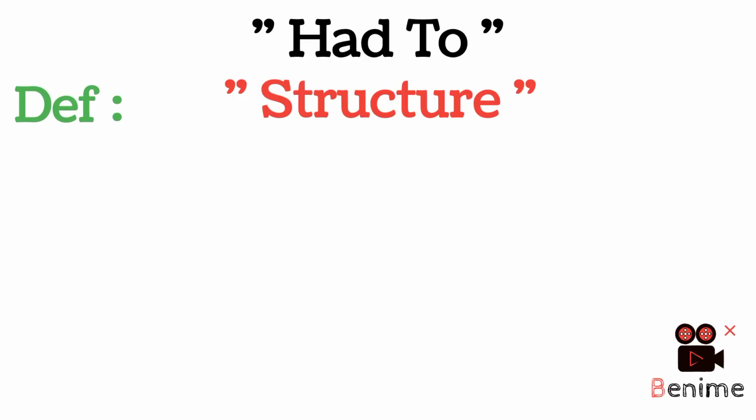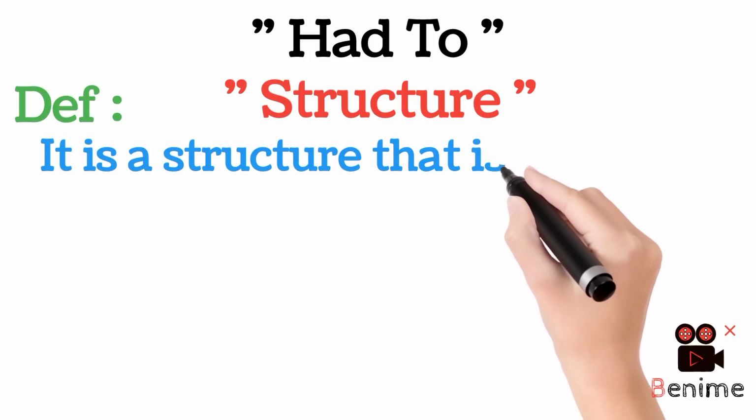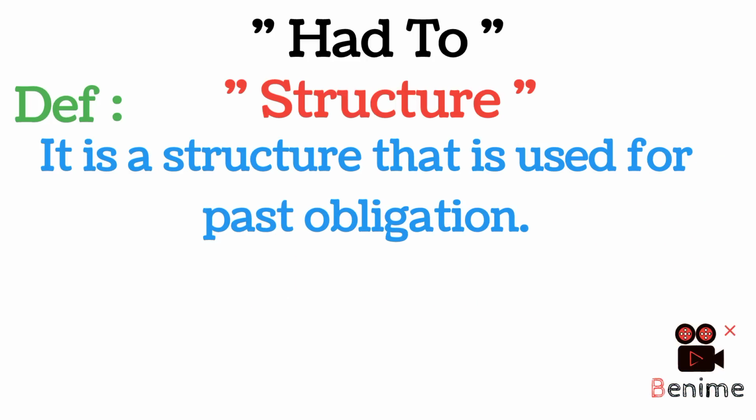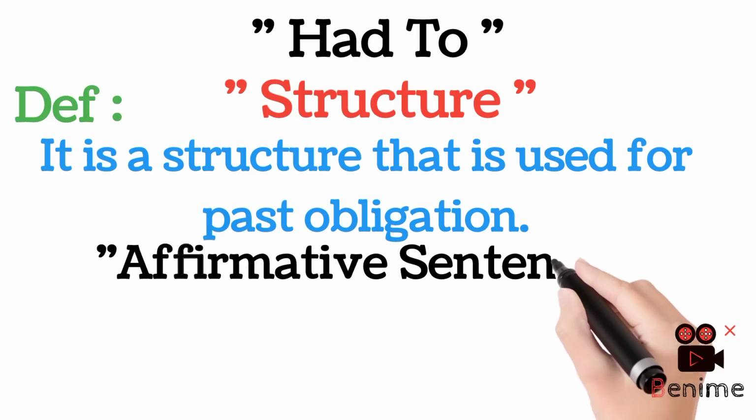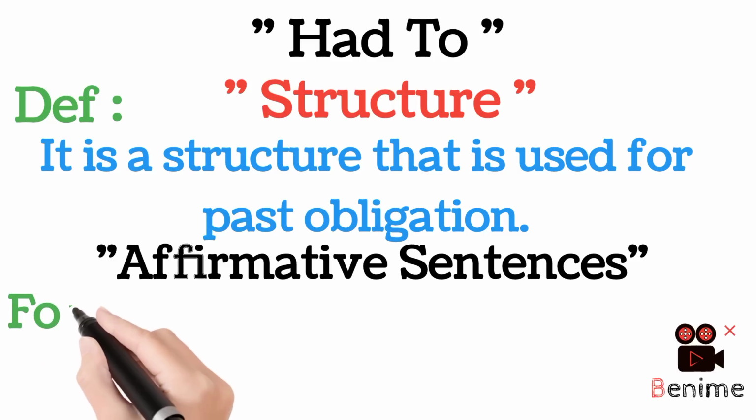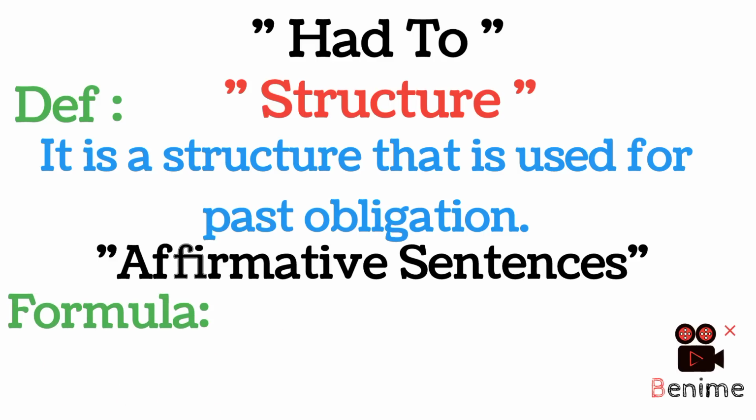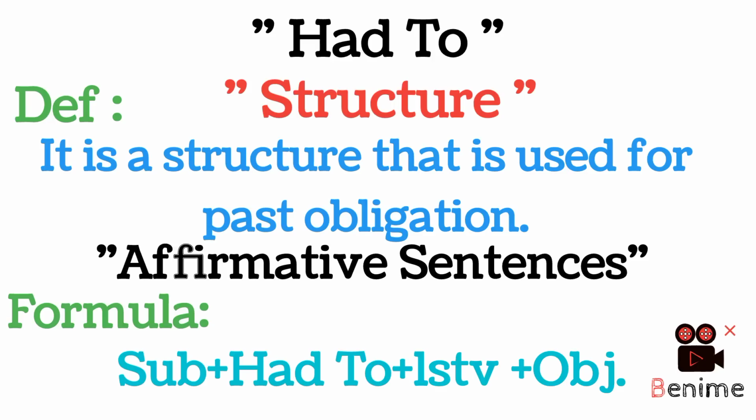Now look at the definition. It is a structure that is used for past obligation. Past means not present or future. Obligation means compulsion. It means an act of forcing somebody to do something. Simply we can say, if you do not want to do anything, but something forces you to do it, it means obligation. Now look at the affirmative sentences. Formula for it: subject plus had to structure plus first form verb plus object. My dear viewers, keep in your mind, after had to structure we can use first form verb.